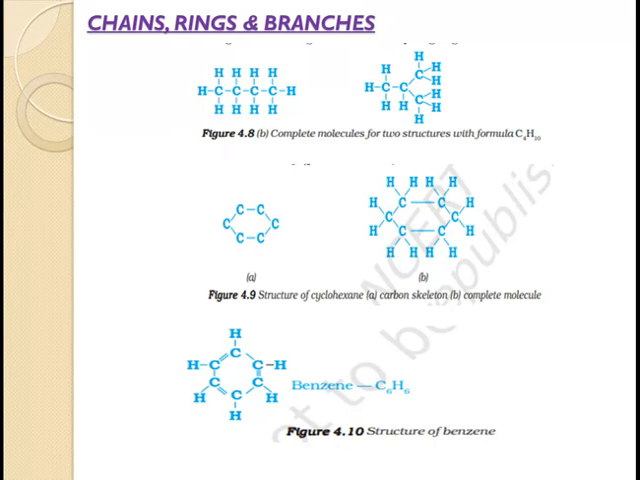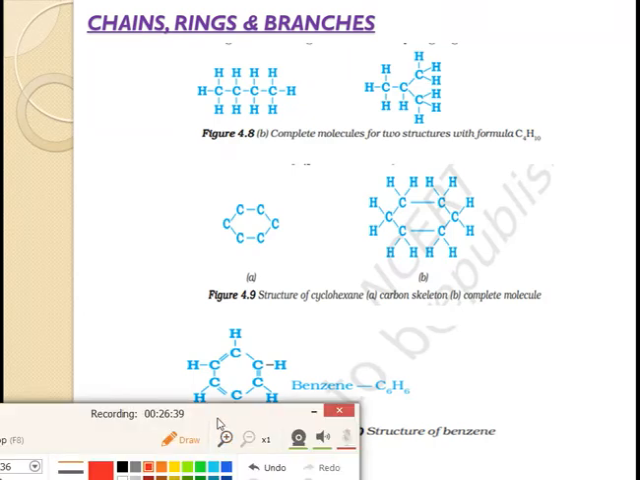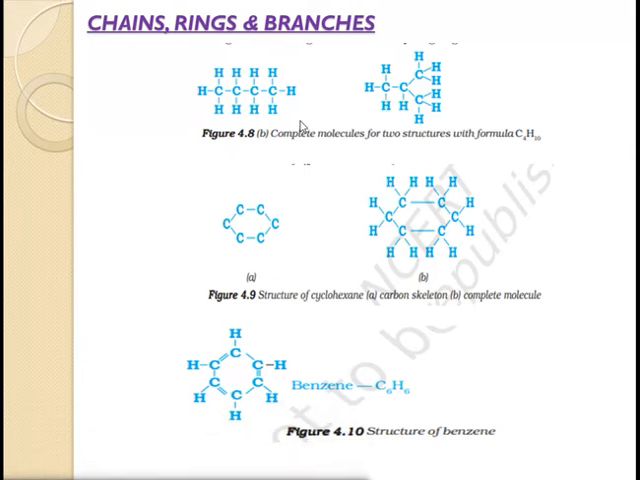Next, let's come to chains, rings and branches. See, this is the complete molecule. This is C4H10, which means butane. We can draw butane in two ways. One way is like this: a straight chain structure of butane. And another structure is like this: in the form of branches we can also draw the structure of butane.